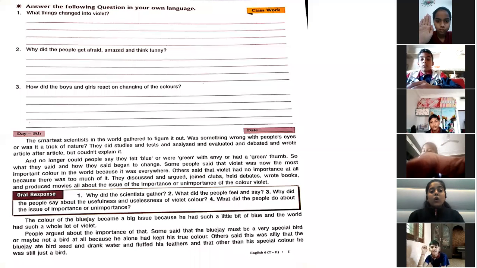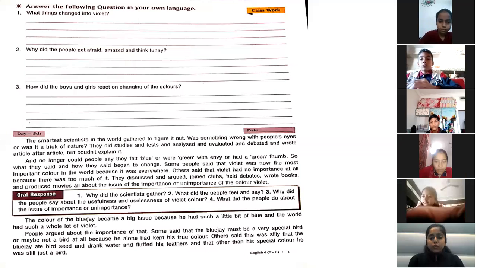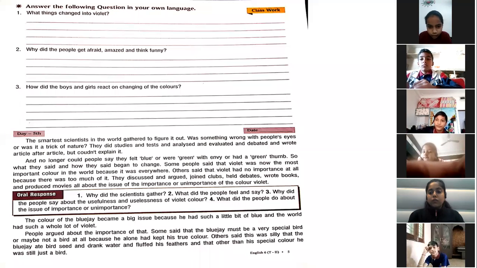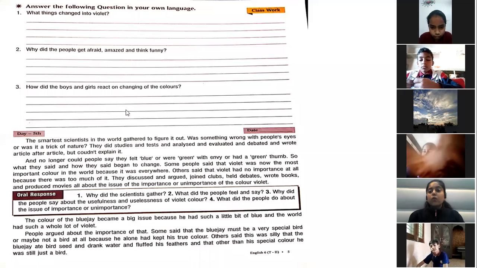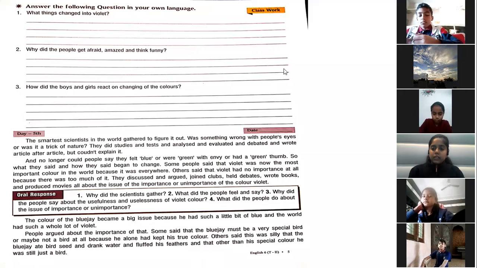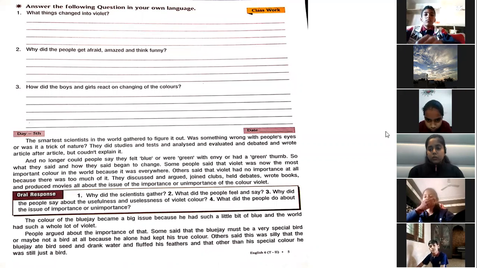Yes, correct. So now people were talking about the usefulness or uselessness of the violet color because the whole world had turned violet. Okay, Anusha, thank you so much.